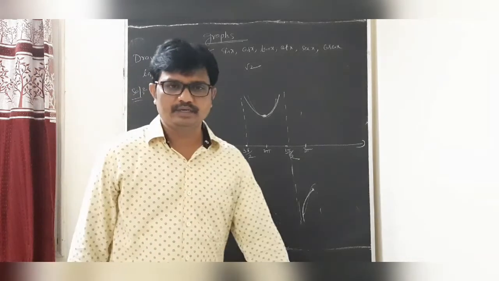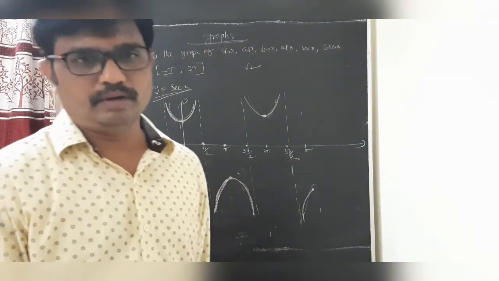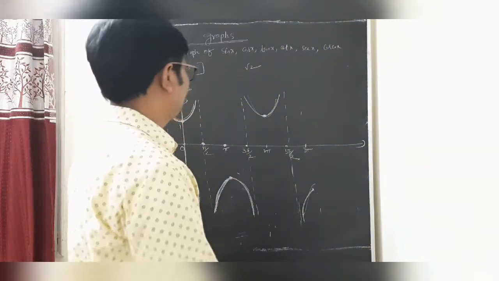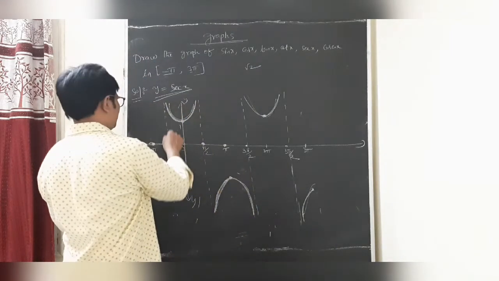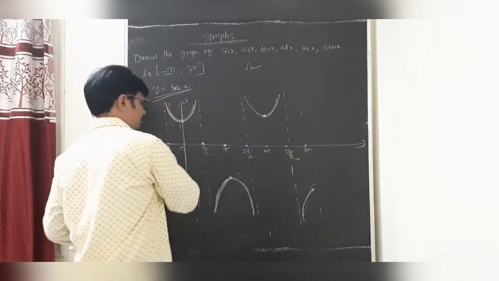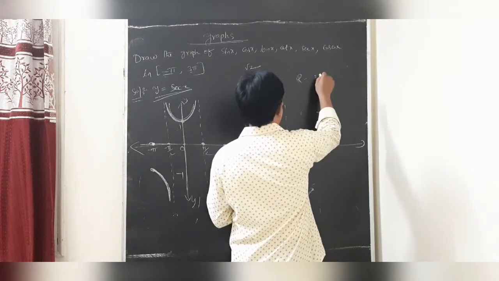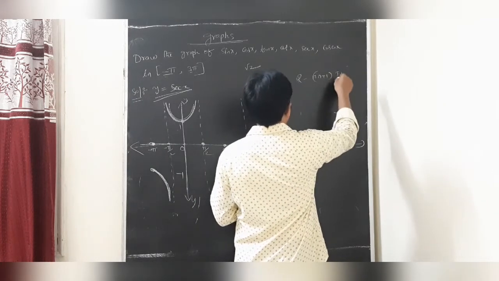So all of you complete the remaining cosecant x and cot x, in between minus pi to 3 pi only. What we observe, students: the domain, what values of x are undefined? 90, 3 pi to 5 pi by 2, minus pi by 2, minus 3 pi by 2. So the domain is R minus (2n plus 1) into pi by 2.